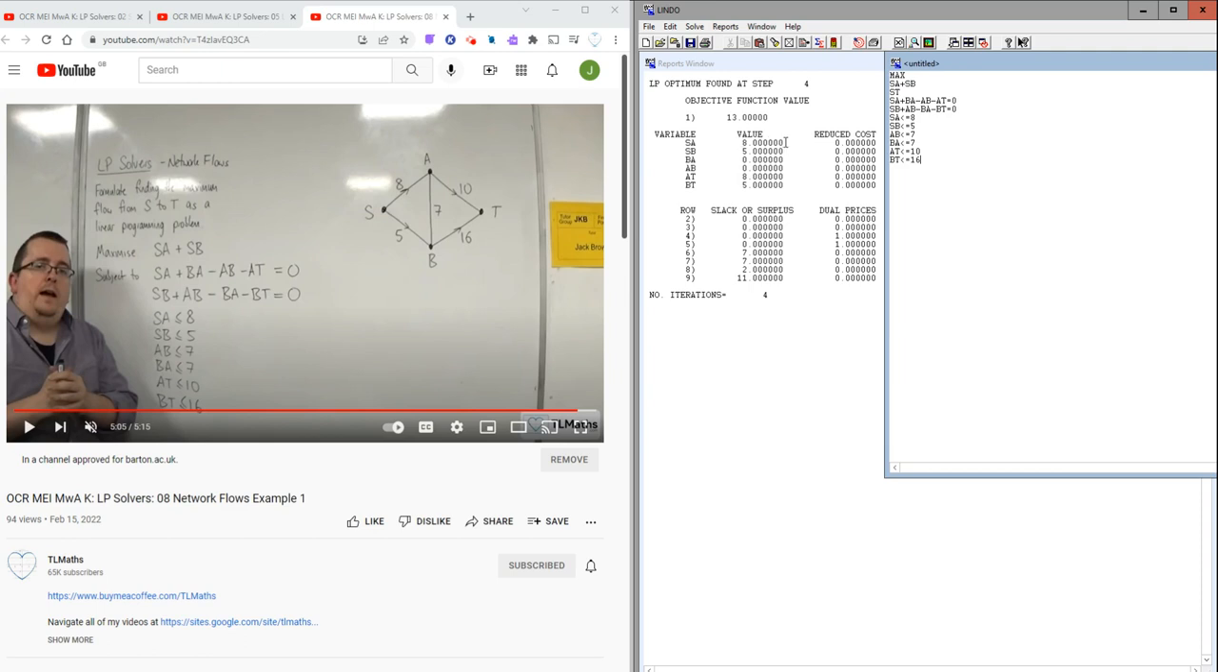SA is taking on 8. Okay, so that's going to be at maximum capacity. SB is going to take on 5. BA is going to take on 0. And AB is going to take on 0. So both of those are 0. AT will be 8 and BT will be 5. So we've got 8 flowing into A, 8 flowing out of A. We've got 5 flowing into B, 5 flowing out of B. So 8 plus 5. We're maximizing SA plus SB, and that gets me the 13.